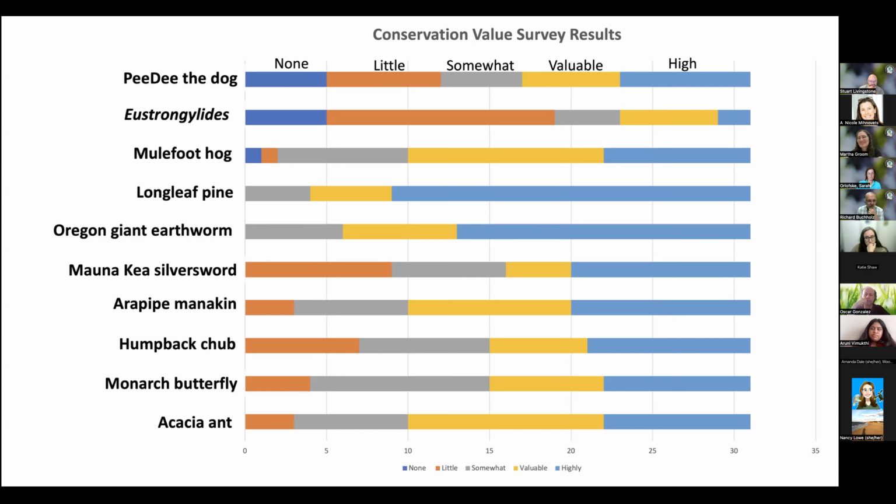And I've got 4 years of this, and the one thing that is consistent year after year is that they like the longleaf pine and the earthworm, and they don't like the parasite, right? Other things shift around a bit. Petey sometimes gets a lot of high value votes. He really does. Yeah. Nicole?